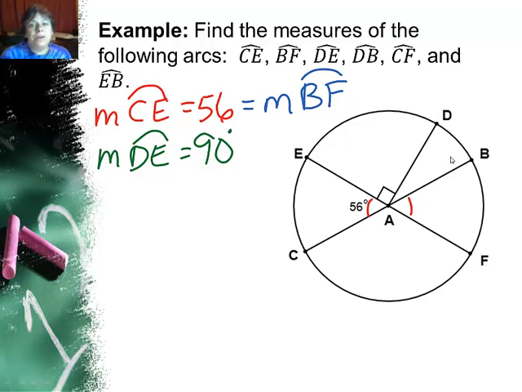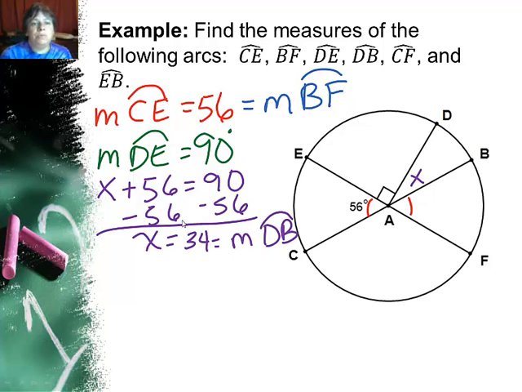Then I can find arc DB, I'm going to call it X, and say this plus 56 has to equal 90. Now I could have done X plus 90 plus 56 equals 180, and that would have worked just fine. But I also know that when I take the 90 out of the 180, I'm left with 90. So subtracting 56 from both sides, I get 34 degrees. So this arc is 34 degrees.